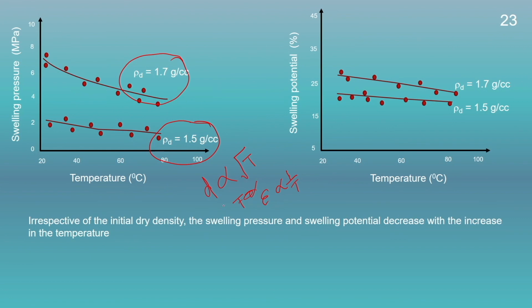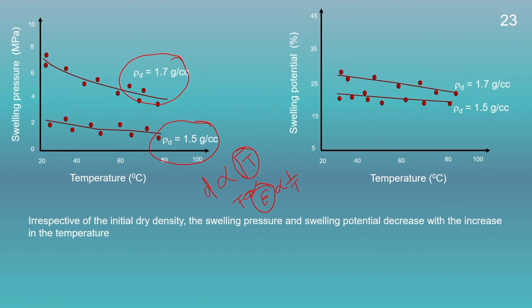And we know that the diffuse double layer thickness will also depend on the dielectric constant. Higher the dielectric constant, higher will be the diffuse double layer thickness. So, when we increase the temperature, both dielectric constant and temperature come into the picture, and both the parameters contribute to the change in the diffuse double layer thickness. Therefore, there will be a change in the behavior of the soil sample.